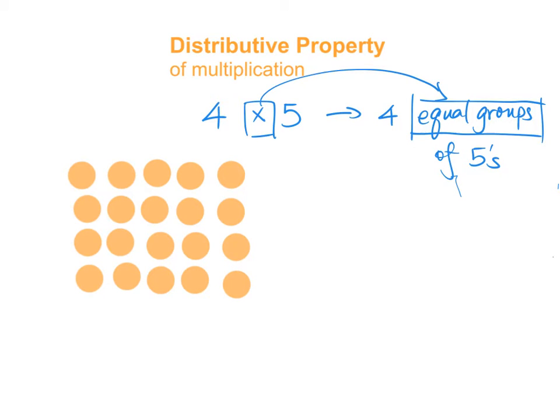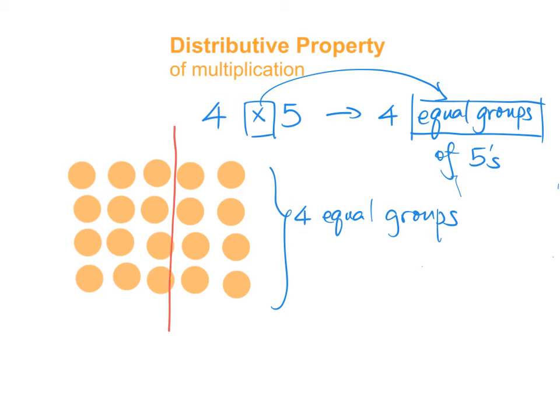And if we use an array model, we can see here we have 4 equal groups. Now, the next thing we did, if you remember, was I did a very dangerous thing. I drew a line in between, and then over here on the left-hand side, I have 4 equal groups of 3. So if I translate that into math, it's 4 equal groups of 3. On the right-hand side, I have 4 equal groups of 2.